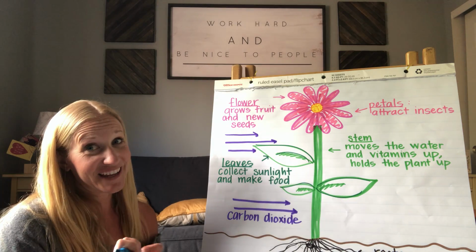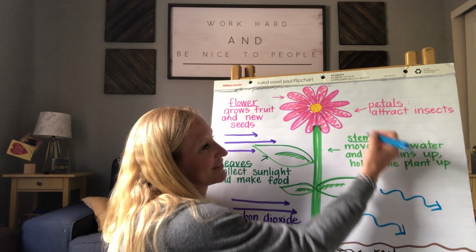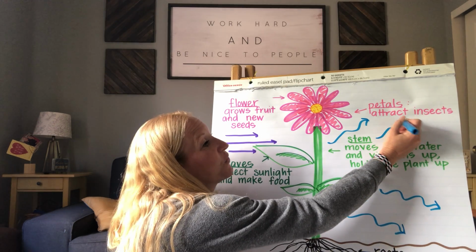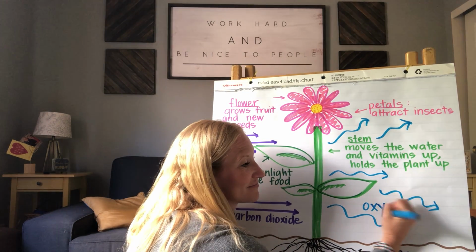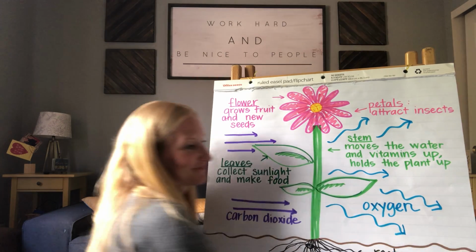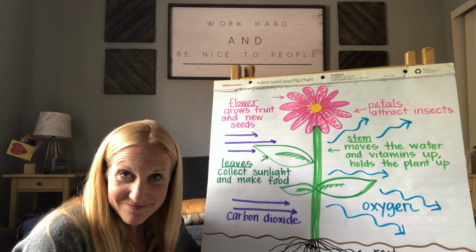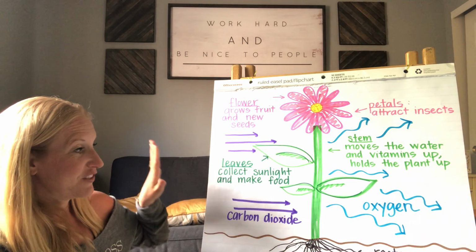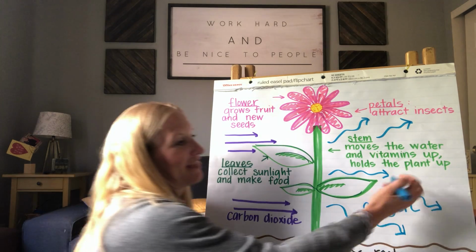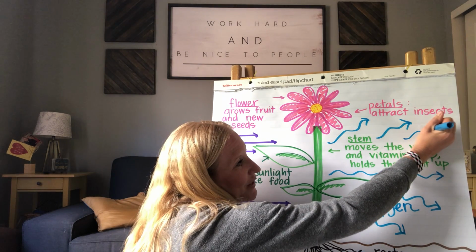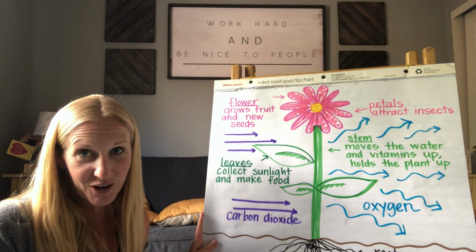Also, they can release to us something so important. They get rid of oxygen. And we breathe in oxygen. So the dirty air that we breathe out, plants love. And then the air that they breathe out is what humans love. And so this is why plants are so important for us.